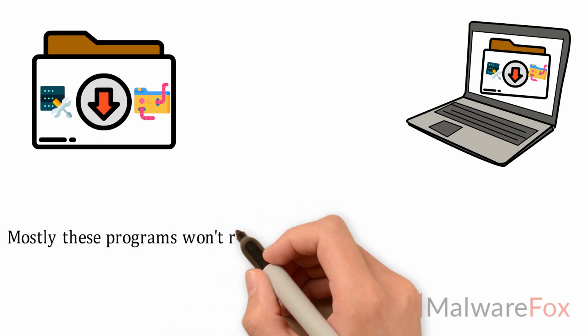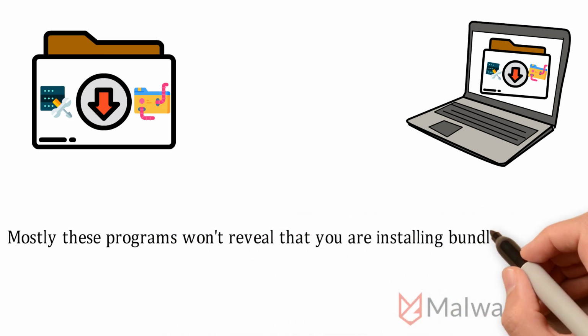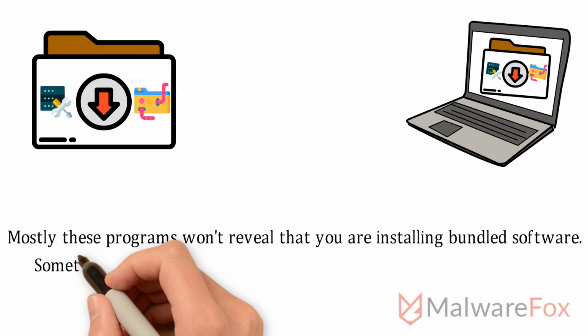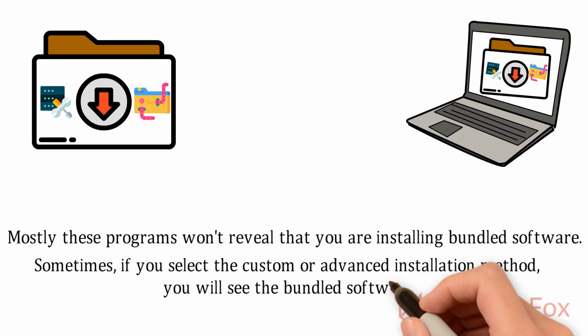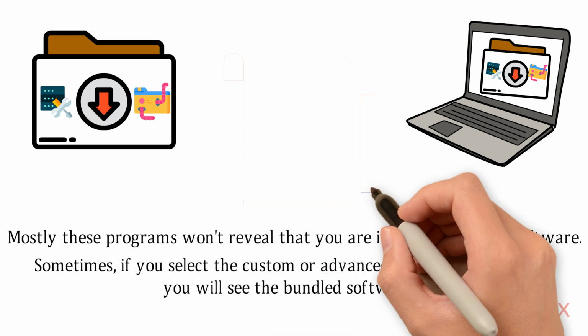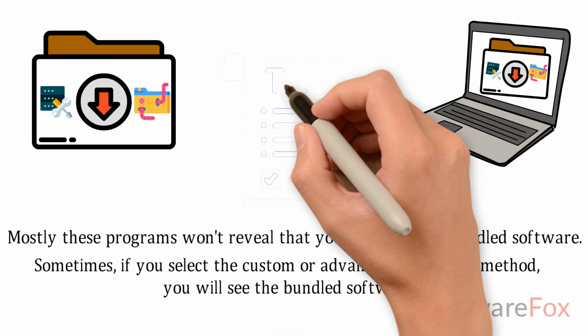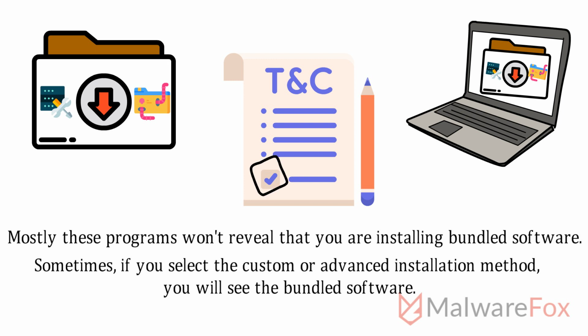Mostly, these programs won't reveal that you are installing bundled software. Sometimes, if you select the custom or advanced installation method, you will see the bundled software. It is pre-selected to install, and you agree to its terms and conditions by default, not to say that it is unethical. Even if a user sees the bundled software, they don't bother to deselect it. They consider it an essential tool and think that they might need it sometime, but they end up installing a hijacker.